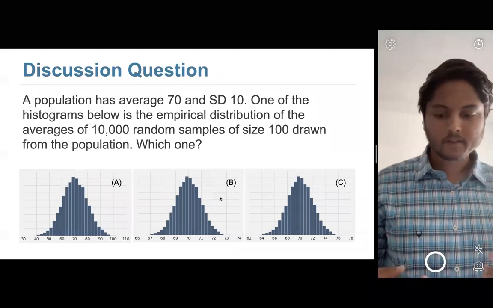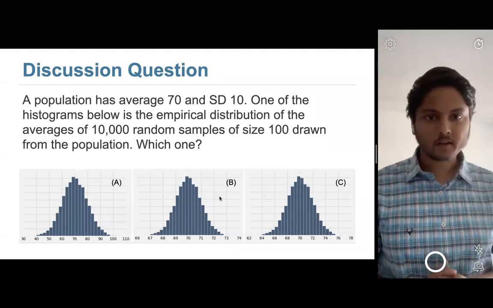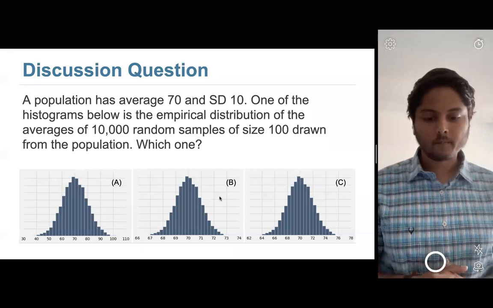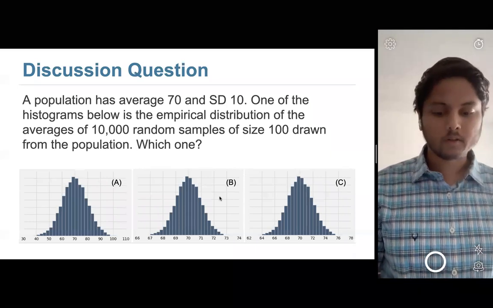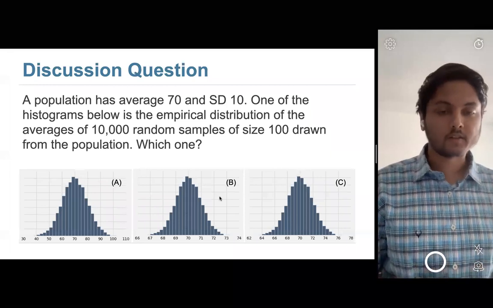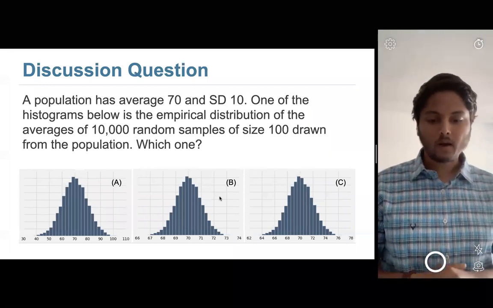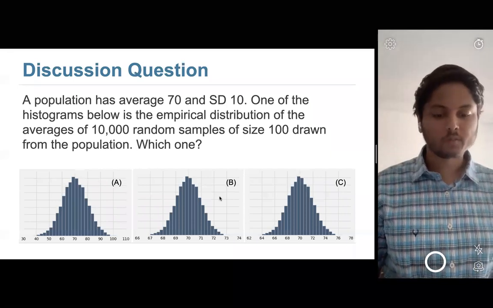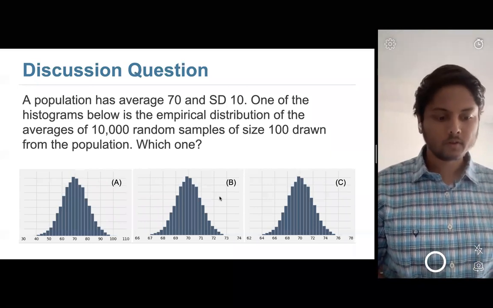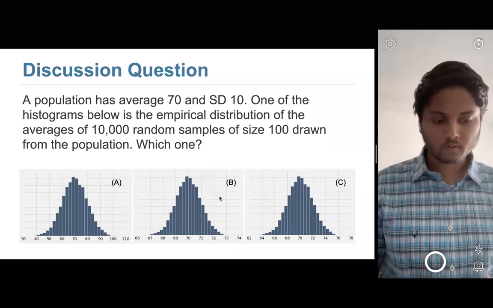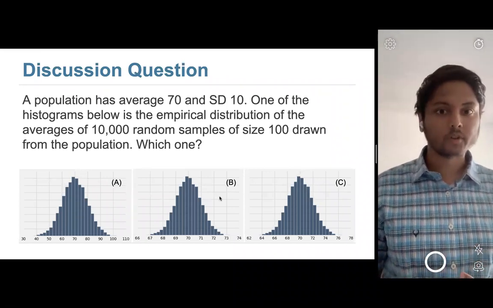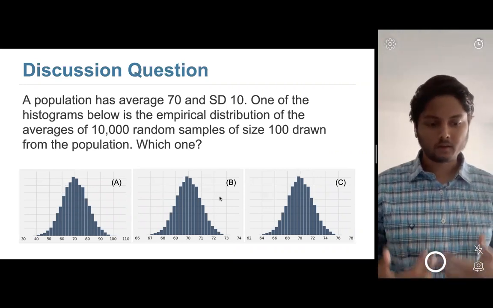So let's say we have a population and it has an average value of 70. The population has an SD of 10. So let's assume we actually know these things. Then one of the histograms below is the empirical distribution of the averages of 10,000 random samples of size 100, drawn from the population. So which of these could correspond to this type of sampling from this population? Try to think it through. It combines a lot of what we've gone over today, but also what we learned about the normal distribution and how to look at things graphically.